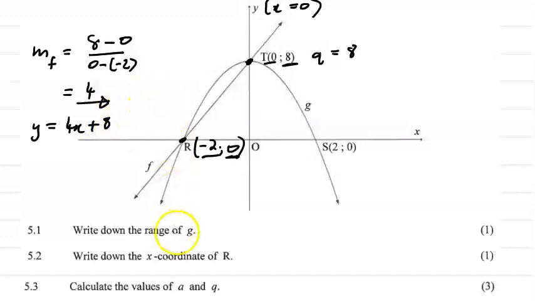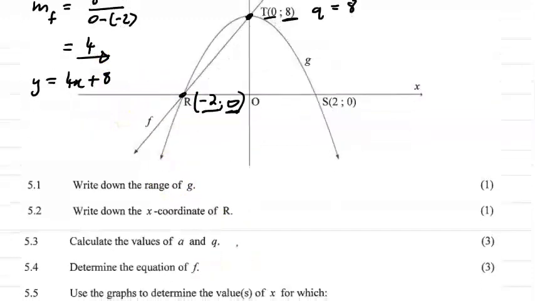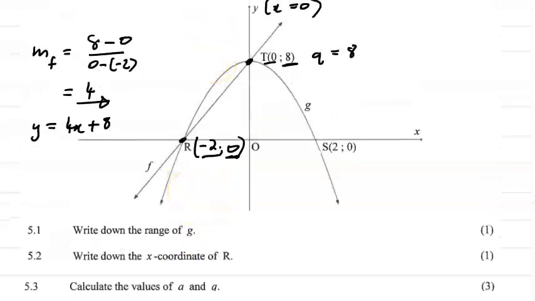Now, let's answer some of these questions quickly. Write down the range of g. Now the range means for what values of y this function exists. If you look here, it's not going to go above this point 8 here. That's going to be the maximum value, we call it. It's not going to go above that. So that means the range of g is going to be y less than or equal to 8 for all real values of y.